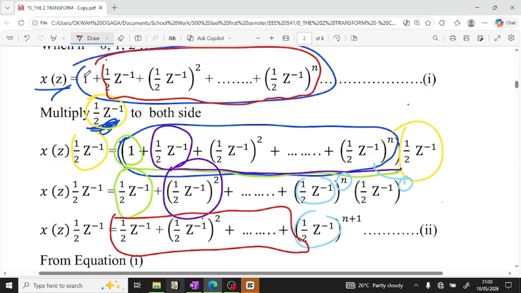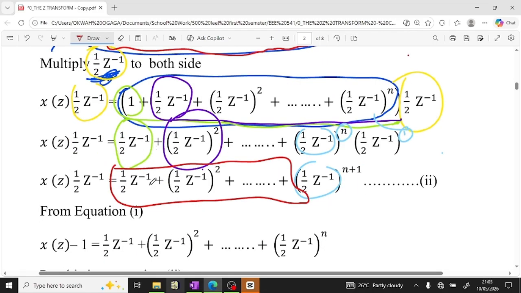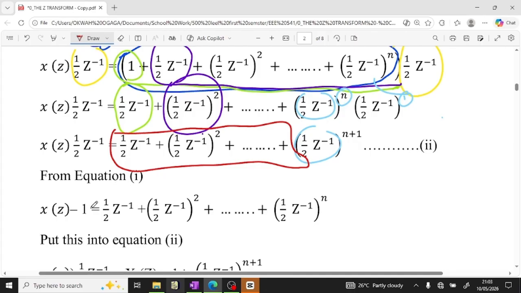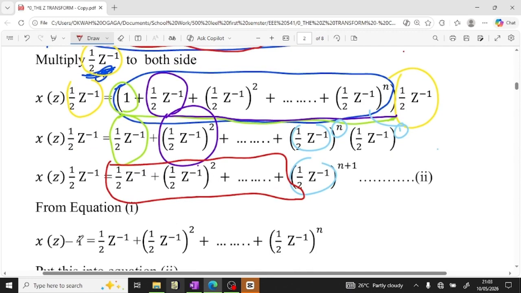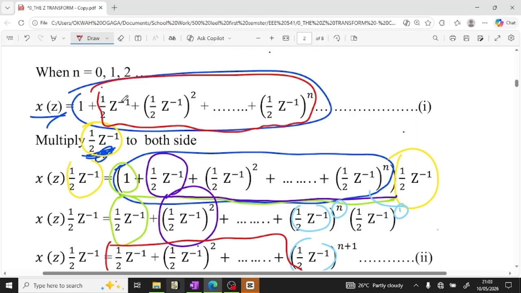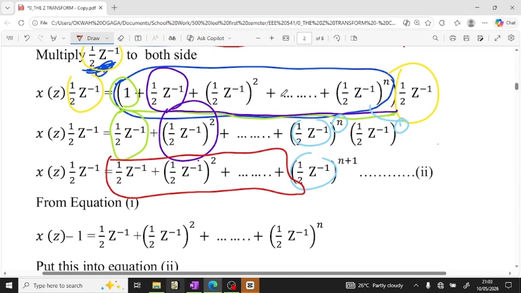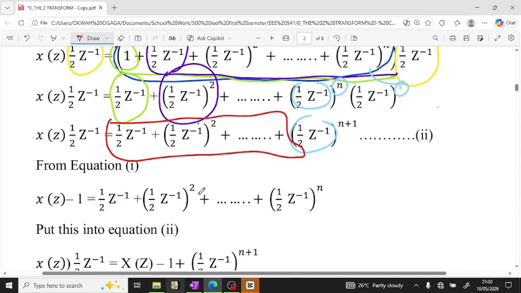So if you remove this one, bring it to the left hand side, that means all this side now, we can now work with it. Look at it. From equation 1, you bring this one to this side, so you have x of z minus 1. Look at it, x of z minus 1. Then the restings, look at the restings. That's what you have here, the restings.